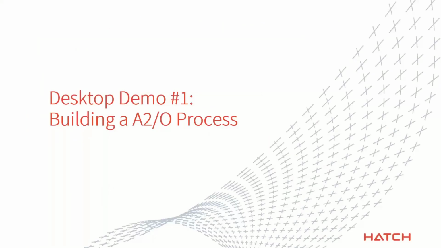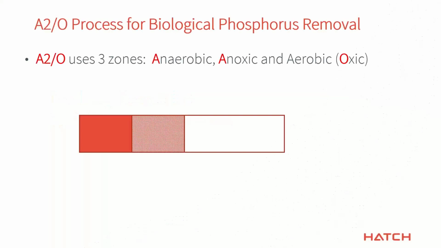So we're going to go on to a desktop demo. As I mentioned, we're going to build an A2O process, and I'm going to lay this out for you, and we're going to do those 4 parts. I just thought I'd do a real quick summary of what the A2O process is. This is for doing biological phosphorus removal. This is a system that promotes the growth of phosphorus accumulating organisms by having an anaerobic zone and then also an aerobic zone.